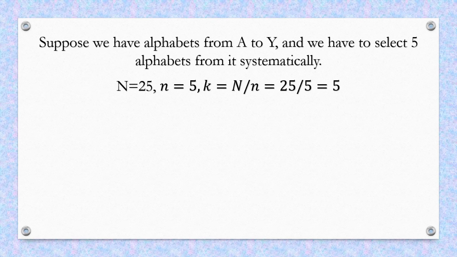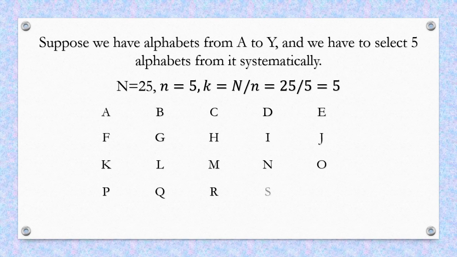So what will be the sample interval? k is capital N upon small n, that is 25 upon 5, which is 5. That means I have to divide my 25 alphabets into groups of 5 each. How am I going to do this? A, B, C, D, E, F, G, H, I, J, K, L, M, N, O, P, Q, R, S, T, U, V, W, X, Y.